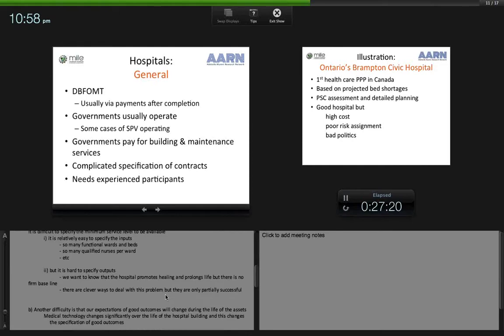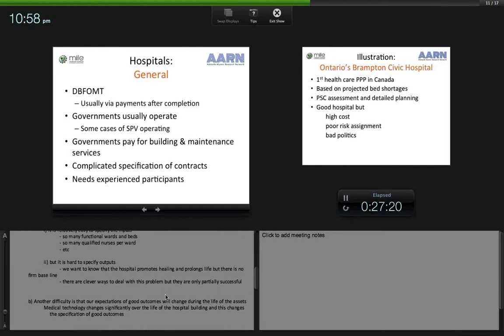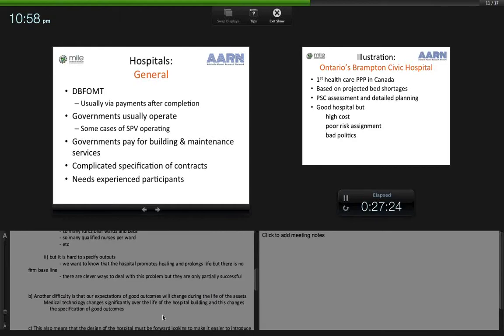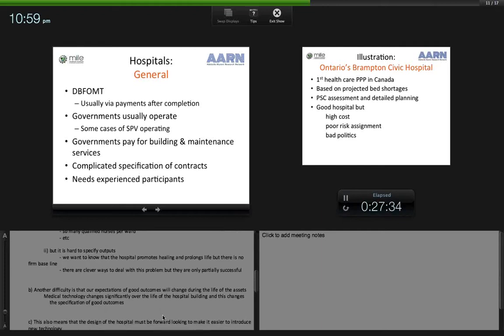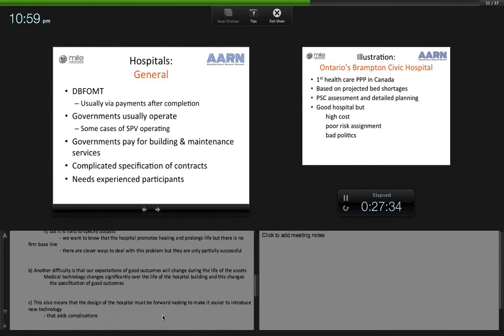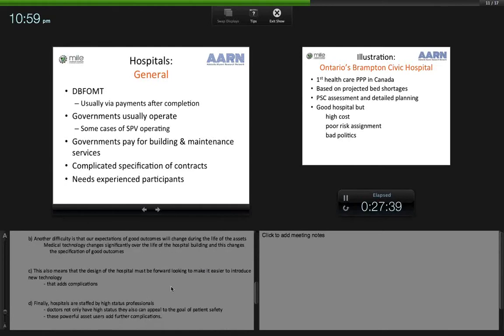Another difficulty is that our expectations of good outcomes will change during the life of the assets. Medical technology changes significantly over the life of the hospital building, and this changes the specification of good outcomes. This also means that the design of the hospital must be forward-looking. The rate of change of technology means that it must be forward-looking to make it easier to introduce new technology as it becomes available, and that adds to the complications.